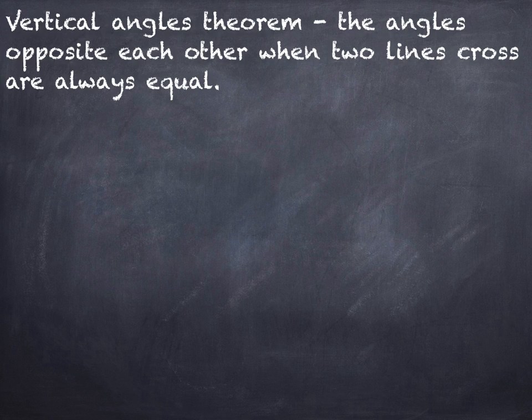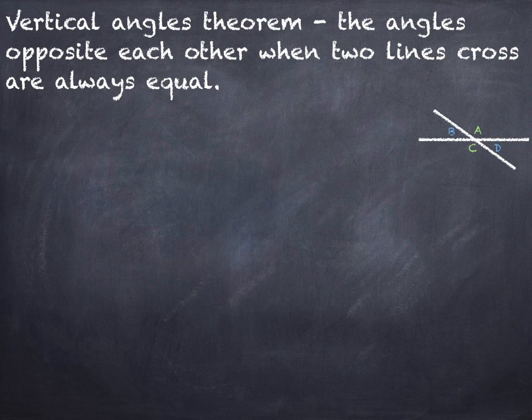Next, what we're going to go over is the vertical angles theorem. The vertical angles theorem states that the angles opposite each other when two lines cross are always equal. Now, to prove this theorem, let's look at two lines crossing and label the angles A, B, C, and D.